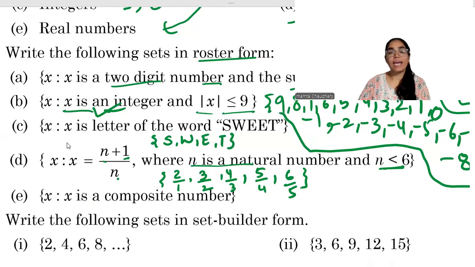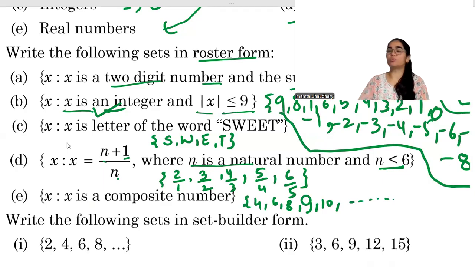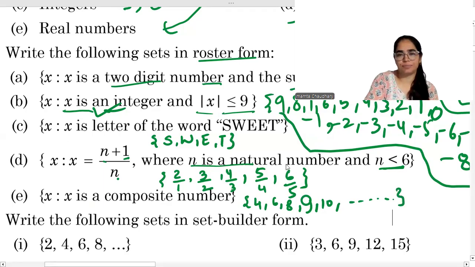Now next, X is a composite number. Composite numbers start from 4, 6, 8, 9, 10, and so on. You can write it the whole night and it will still not end. So we write only a few and then put dot, dot, dot.